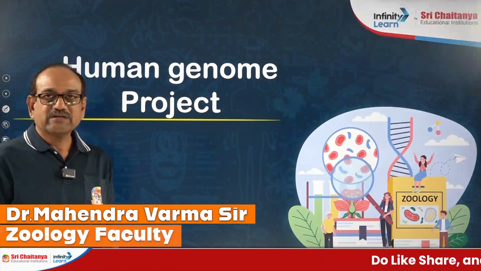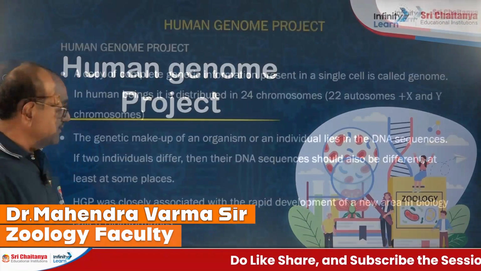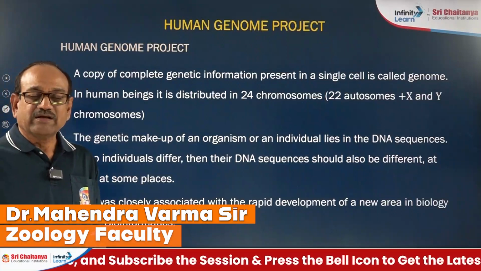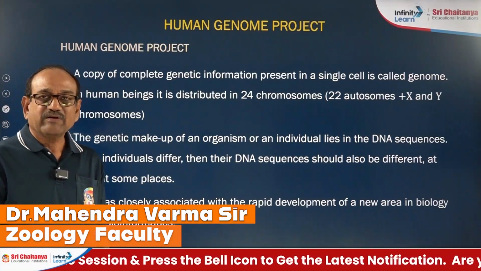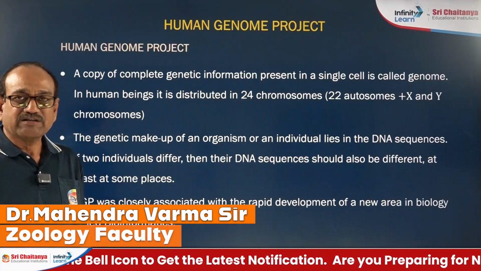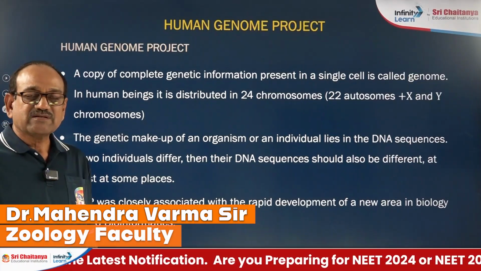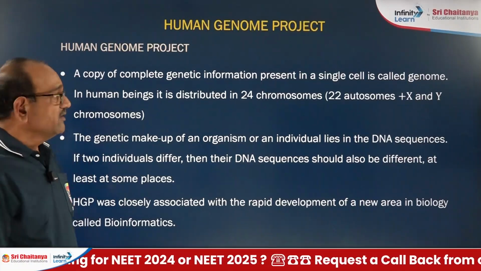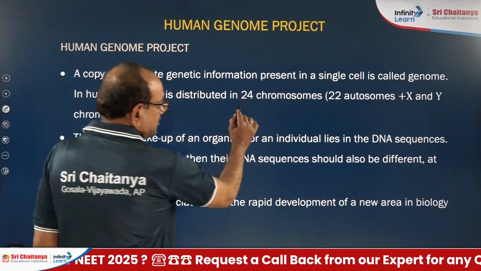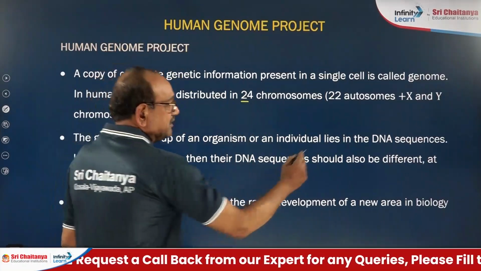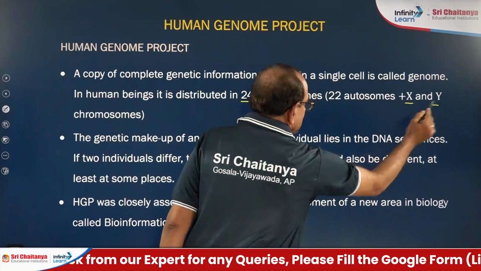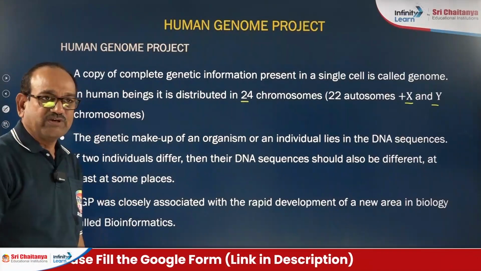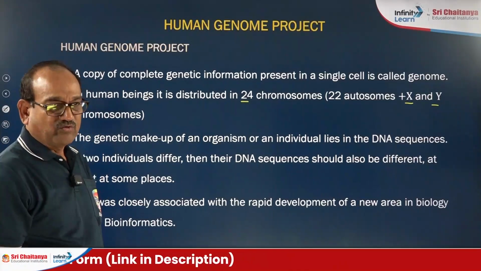The next topic is Human Genome Project. What is meant by human genome? Genome means a complete copy of the entire genetic information present in a cell. In human beings, this genetic information is distributed in 22 autosomes and 2 allosomes, X and Y, altogether 24 chromosomes.